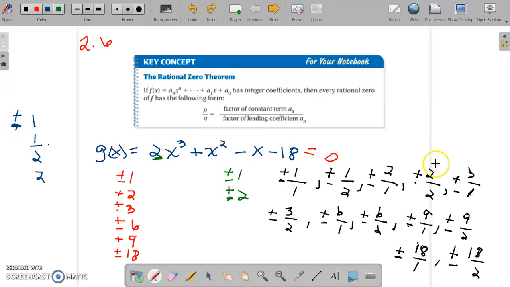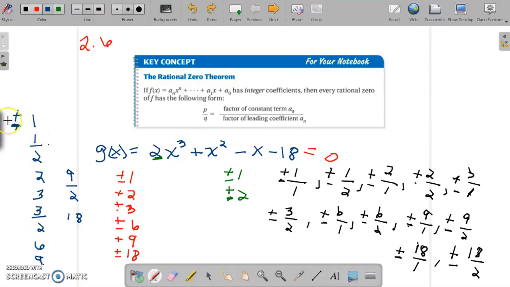This is 1, which I already have in my list. And then this is 3. This is 3/2. This is 6. And this is also 3, which I already have in my list. This is 9. And this is 9/2. I'm going to come right here because I'm running out of space. And this is 18, and then 18/2, which is 9. So I already have those. So 1, 2, 3, 4, 5, 6, 7, 9 possible rational zeros for this polynomial.